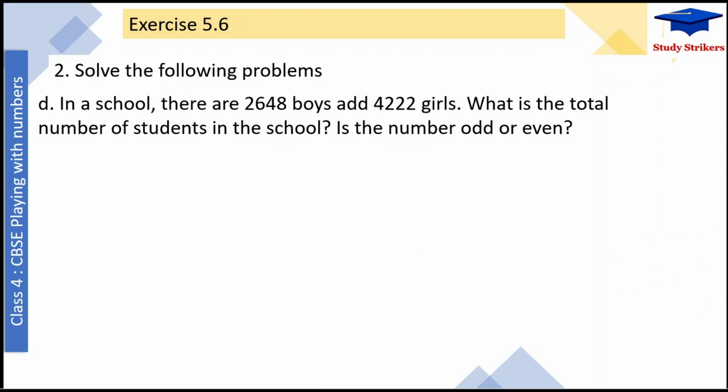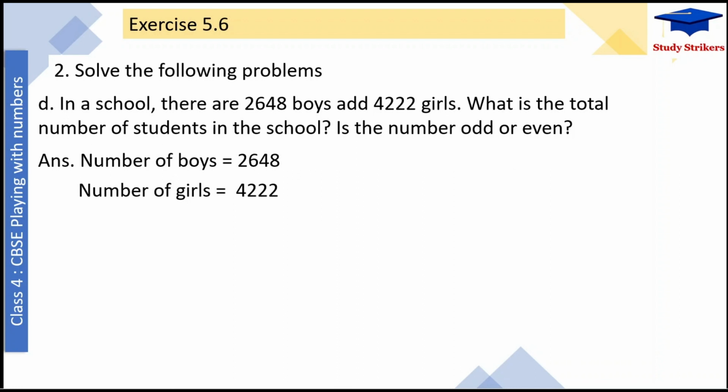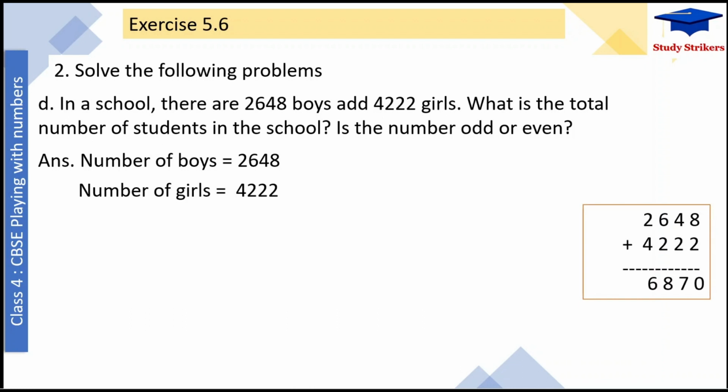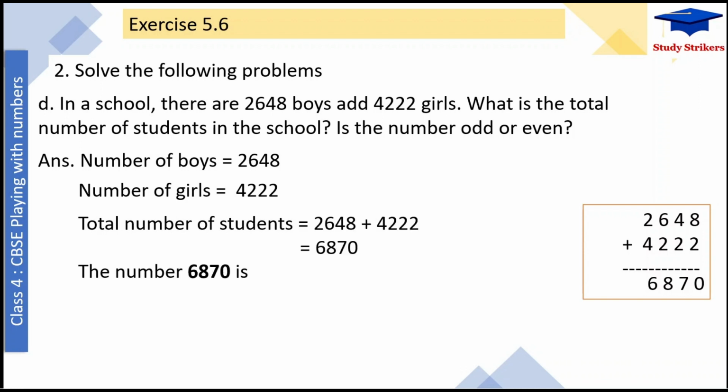Now the next one. In a school there are 2648 boys and 4222 girls. What is the total number of students in the school? Is the number odd or even? Again look at these numbers. Both of these numbers are even. So let's add them. Number of boys equals 2648. Number of girls equals 4222. Their addition will give us 6870, which is again an even number. So the total number of students, which is 6870, is an even number.